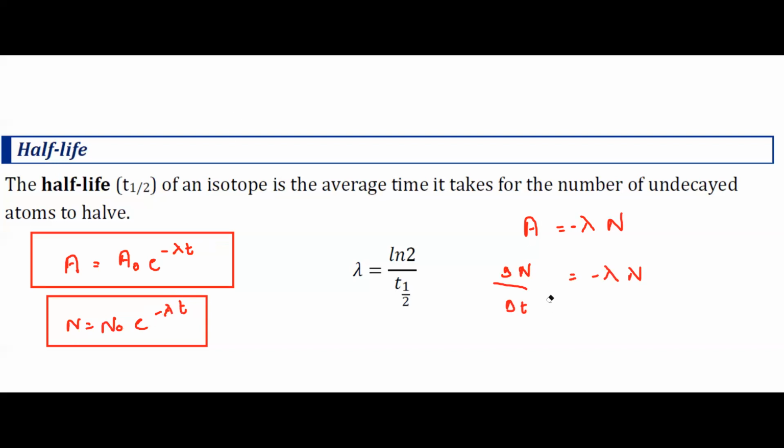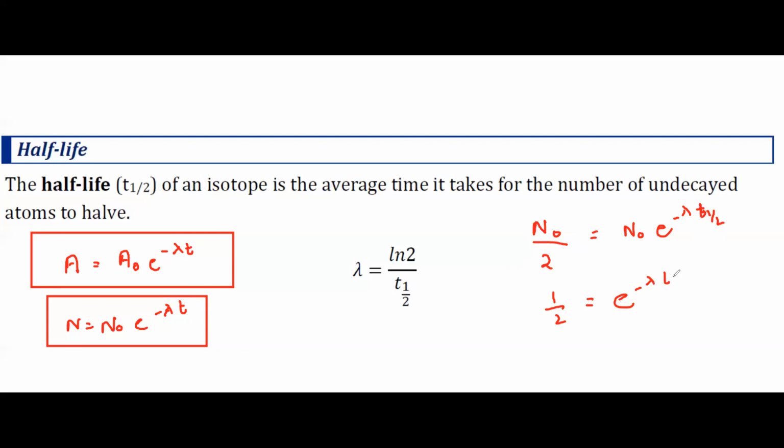So this is the equation which we can use either for activity or for the number of atoms present. After half-life, half-life meaning the time taken by half of the radioactive sample to decay, this N will be N naught by 2. So originally it is N naught, after half-life it will be N naught by 2, and e raised to power minus lambda t, where this time will be half-life, t half. When we simplify this equation, N naught will cancel with N naught, so 1 by 2 equals e raised to power minus lambda t half.